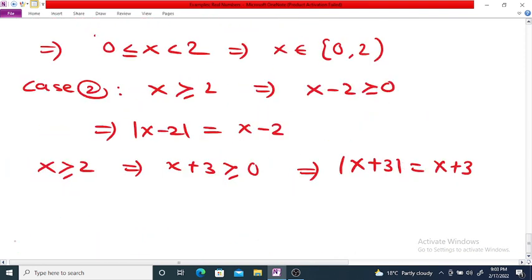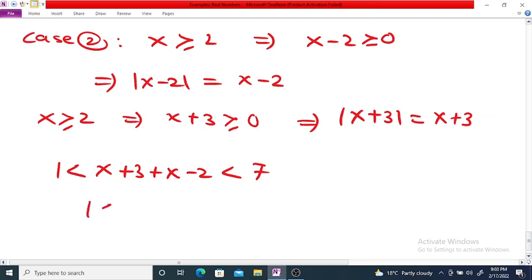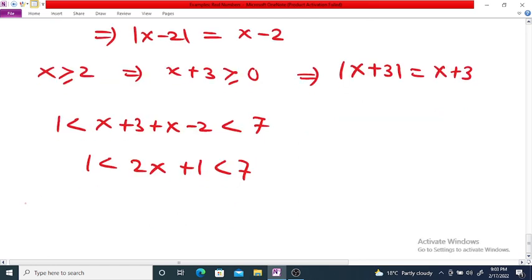the value of |x + 3| is x + 3, and |x − 2| becomes x − 2. So here we get 1 < x + 3 + x − 2 < 7. So here x plus x is twice x, 3 − 2 is plus 1, so 1 < 2x + 1 < 7. If we subtract 1 from both sides, we get 0 < 2x < 6.